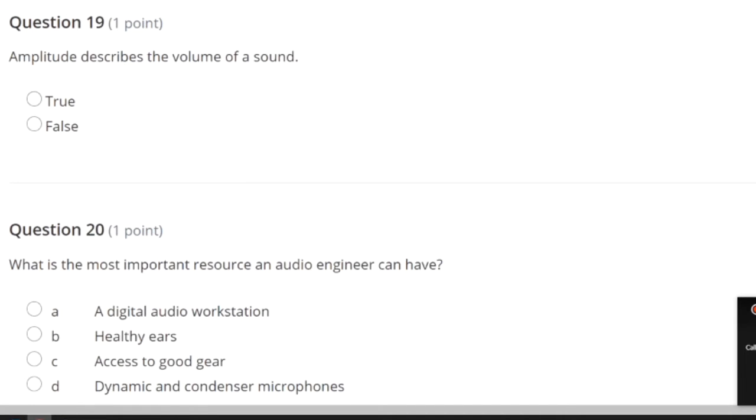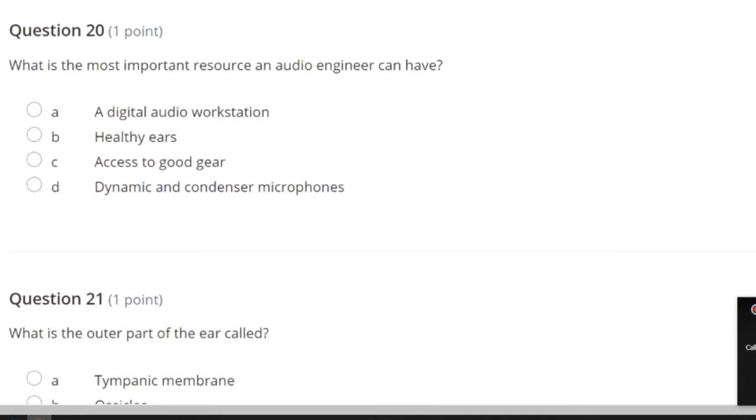Question 19. Amplitude describes the volume of a sound. True or false? That's right. Amplitude, or intensity, or loudness, the height of the sound wave. And we usually refer to that as volume.